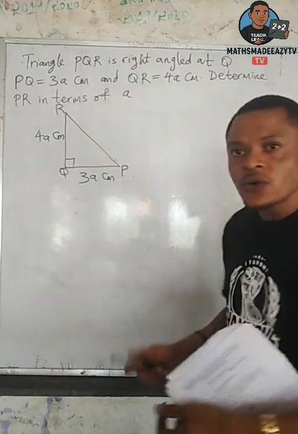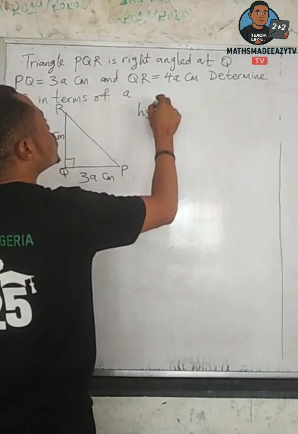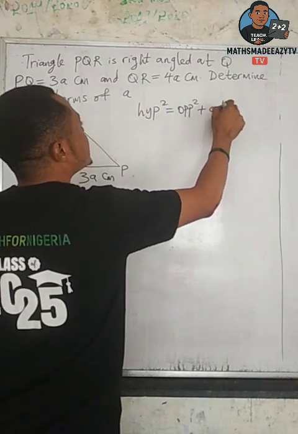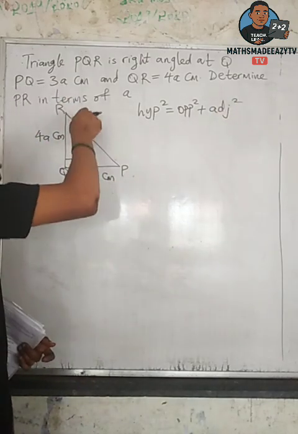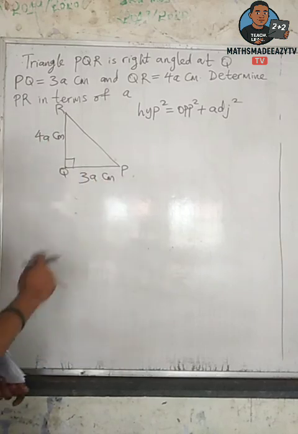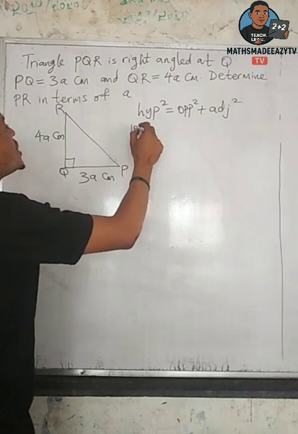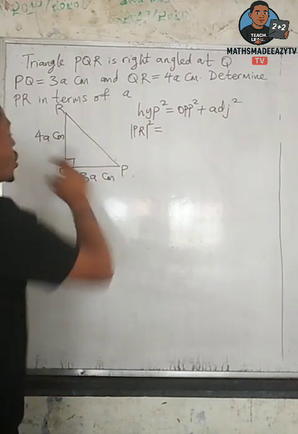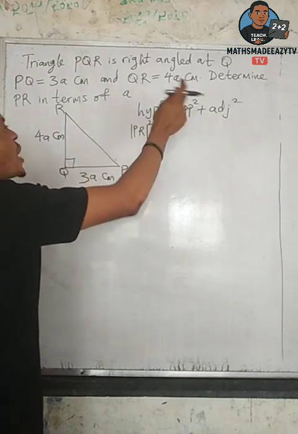So from Pythagoras Theorem, which is hypotenuse square equals to the opposite square plus the adjacent square. So it means this is the hypotenuse. So this place square equals to this side square plus this side square. So we are looking for the hypotenuse, which is the PR square equals to the opposite and the adjacent. We don't know, but let's just place it there.